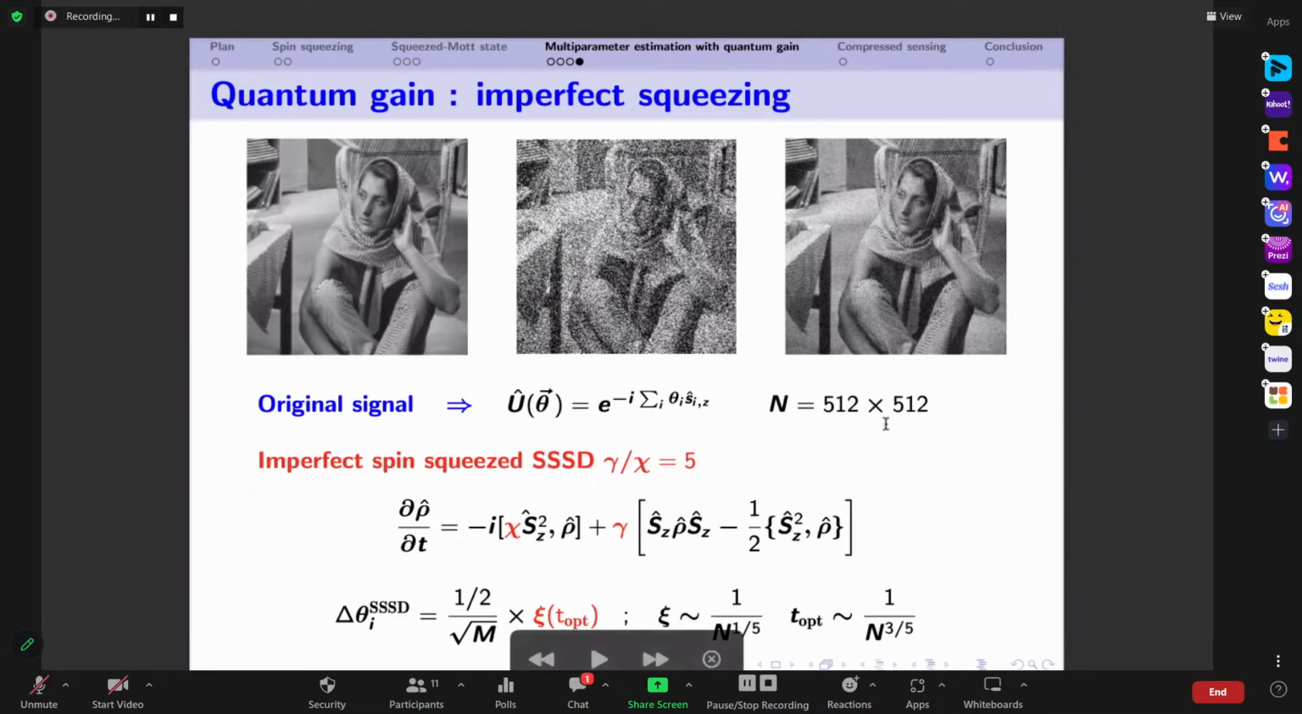In particular, we were obtaining the squeezed state in presence of some dephasing mechanism represented by the master equation here. So you see there is some jump operator proportional to SZ. This is some collective dephasing. In that case, the quantum gain that one obtains is smaller, scaling less favorably with n, but it is still good enough to recover very well the image.